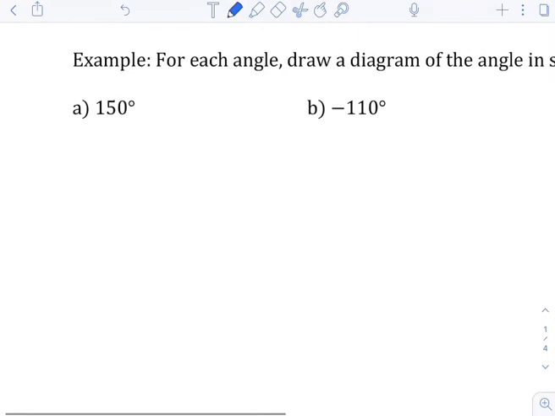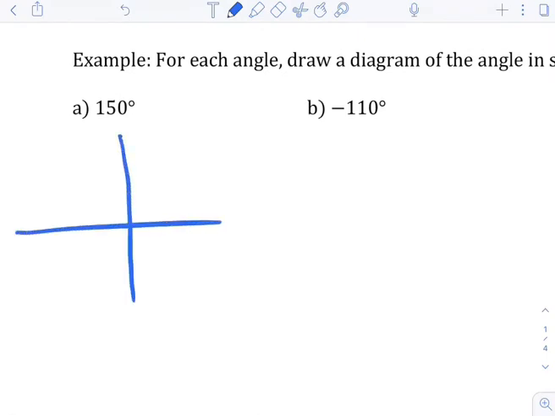If I'm looking at 150 degrees, the principal arm is right along the x-axis here. What we're going to do is go up 90, 180. Well, that's too much. Remember, it's increasing by 90 every quadrant, so it must be in the second quadrant here. Something like this. This is 150 degrees.